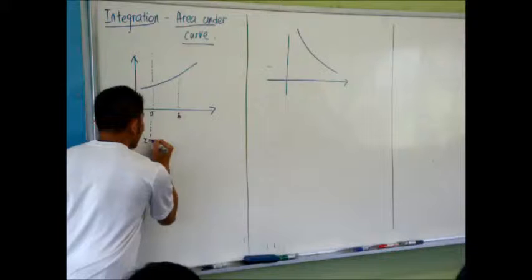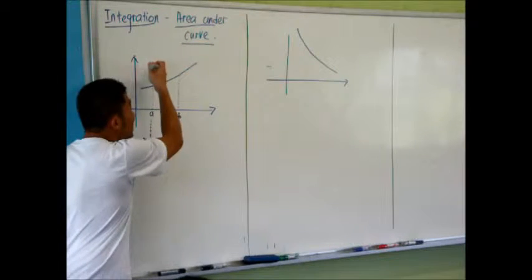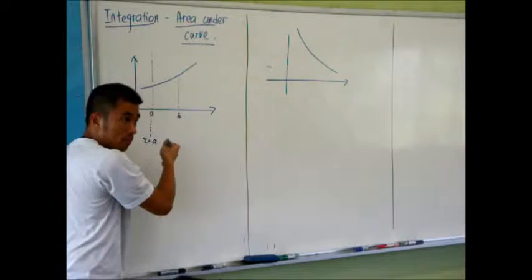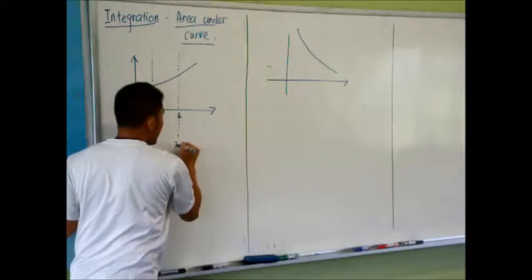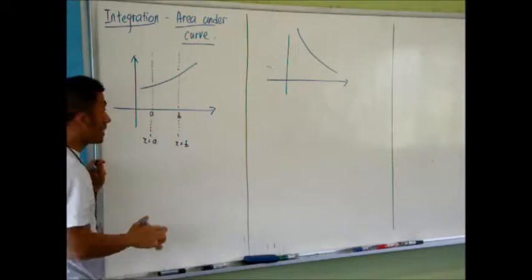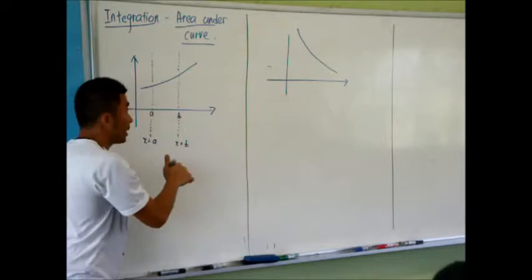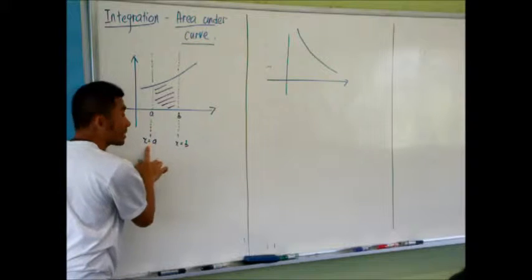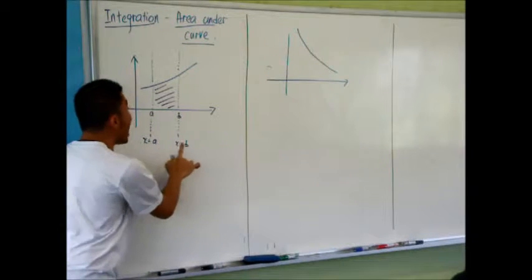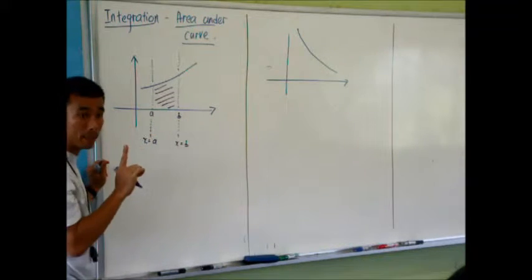This is x is equal to a. This is the lower limit. Okay? What is this line over here? This is x is equal to b. This is the upper limit. That means this particular area is enclosed by x is equal to a, which is the lower limit, x is equal to b, which is the upper limit.